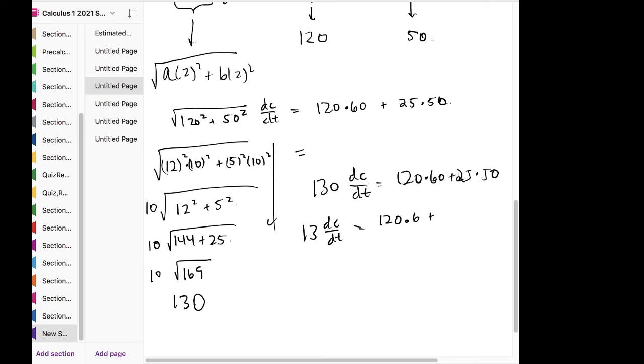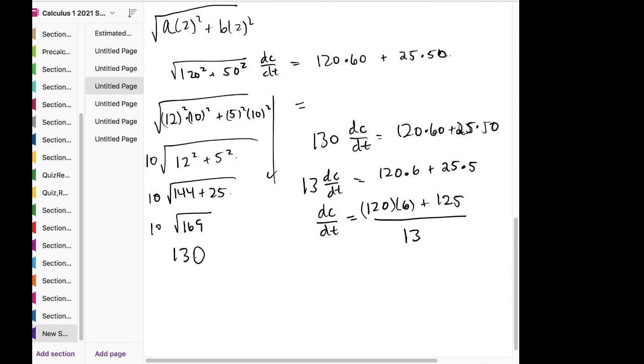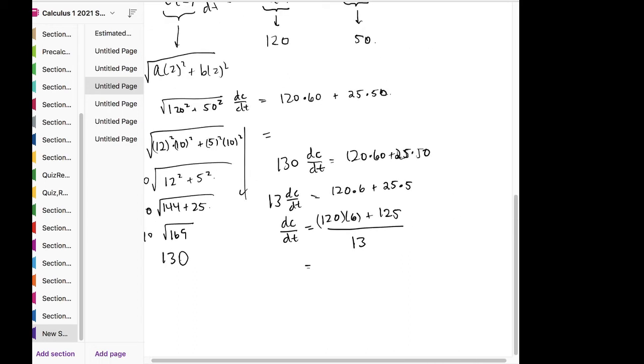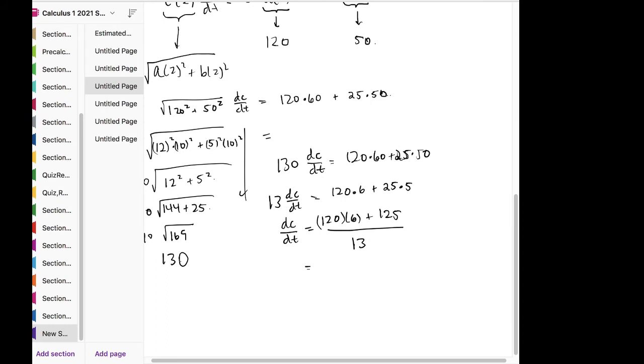I'm not sure if I can simplify that. It's whatever 120 times 6 is. What is that, 125? Yeah, 13. I think that's as far as we can go. Yeah, so whatever that is, a fraction, that's your dc/dt at that point in time. All right, any questions?